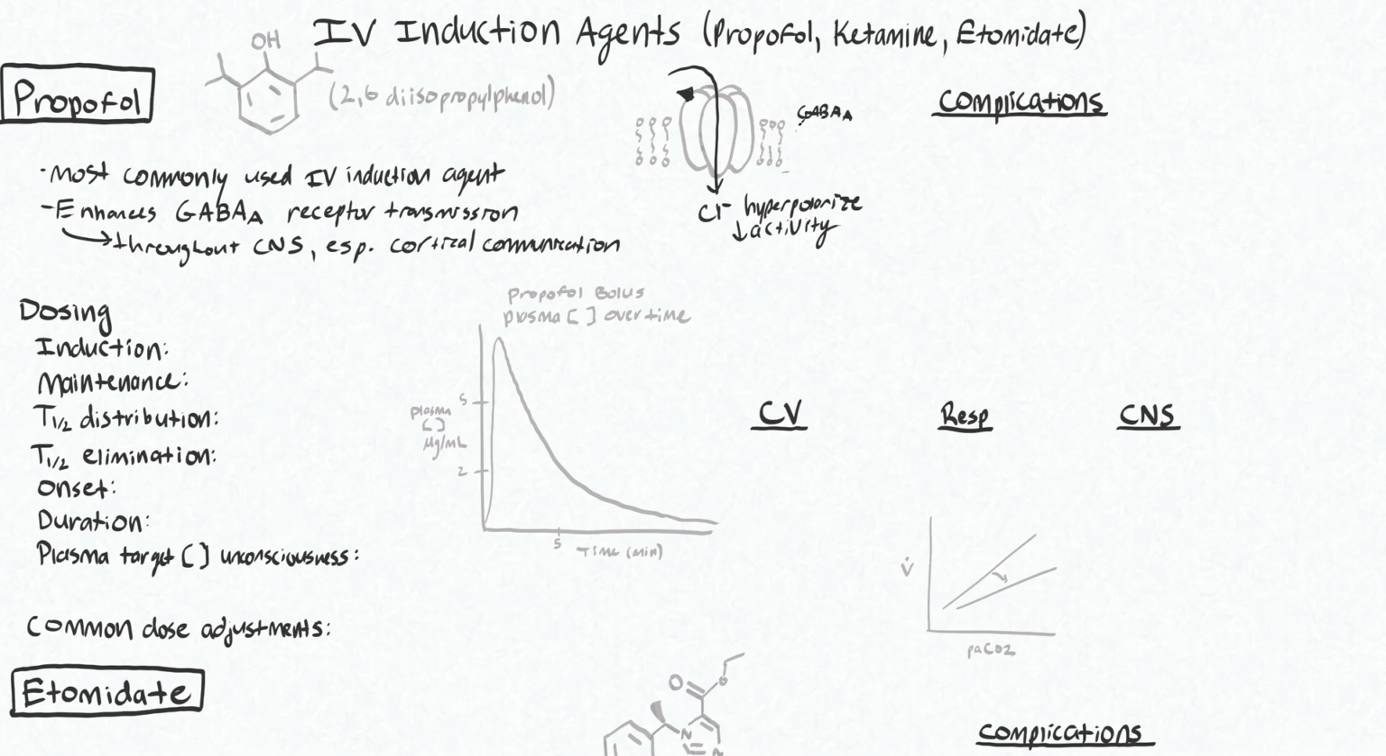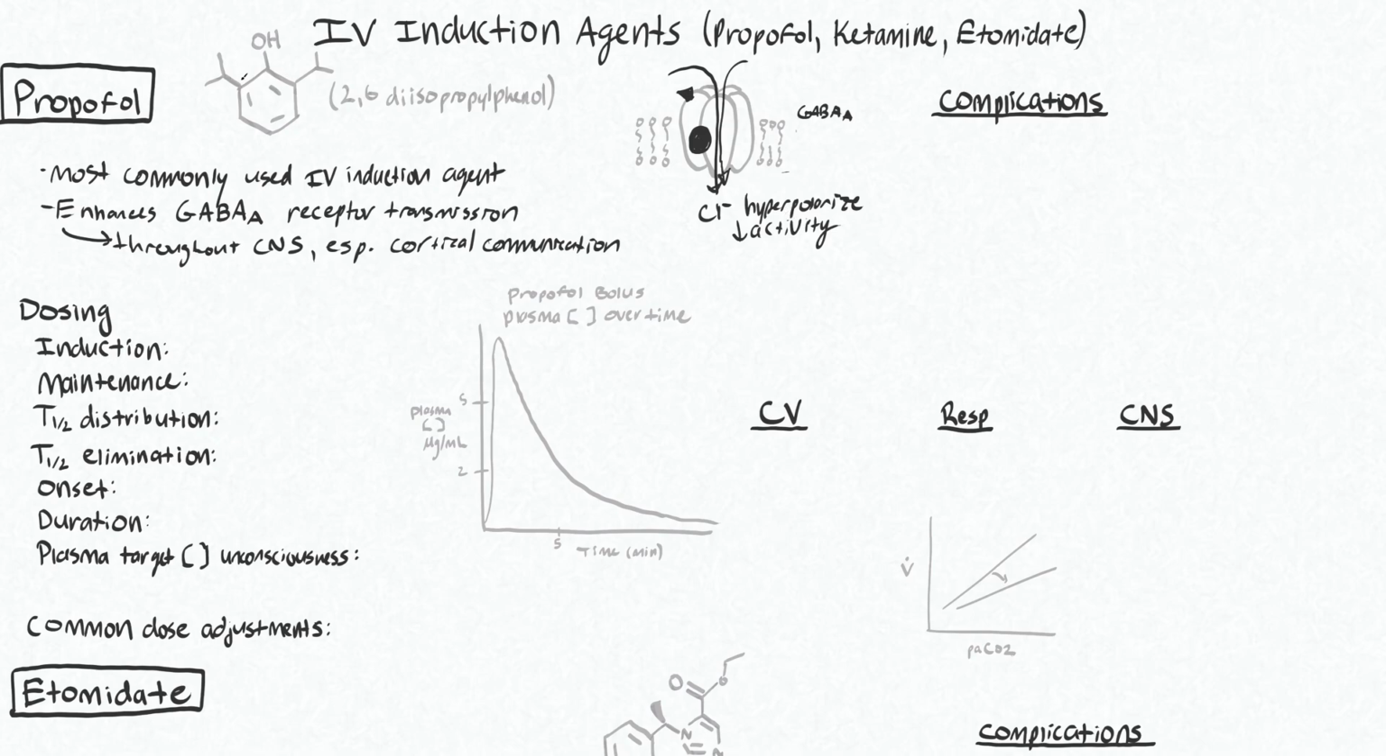And on these GABA receptors, there will be an allosteric binding site for propofol, or propofol will bind allosterically to enhance the response of this receptor to when it binds GABA. So in the presence of propofol, when GABA binds this, you'll have an enhanced ability for chloride to flow through this, which will hyperpolarize your cell.